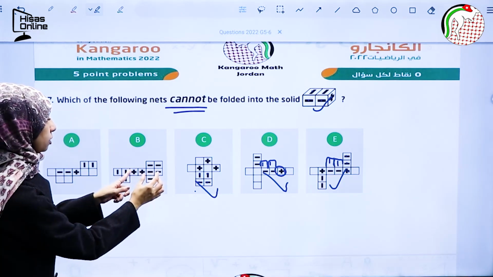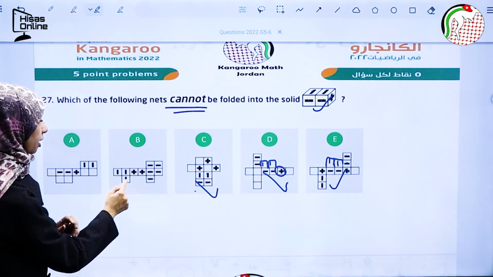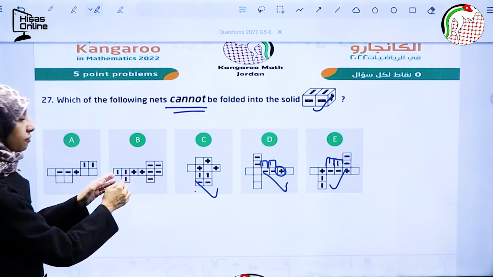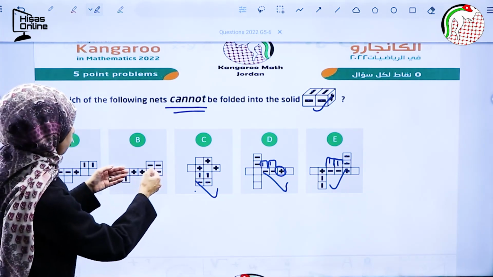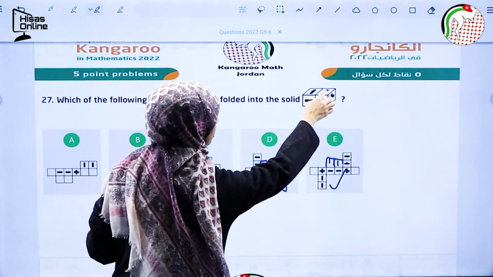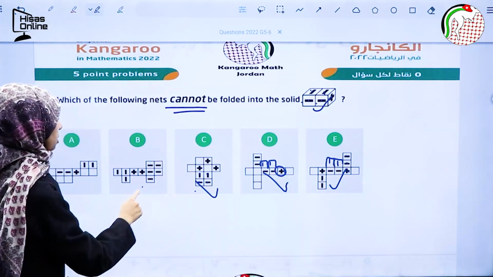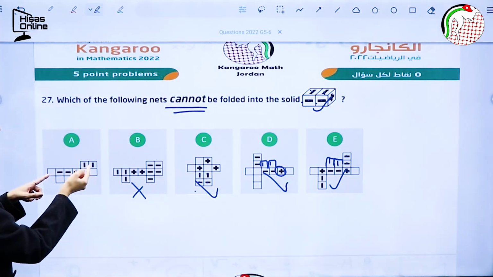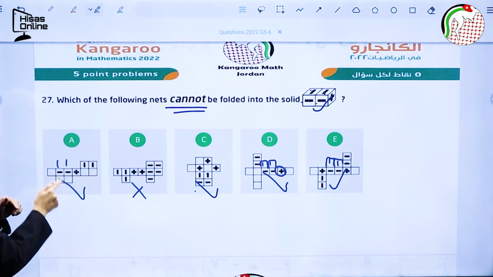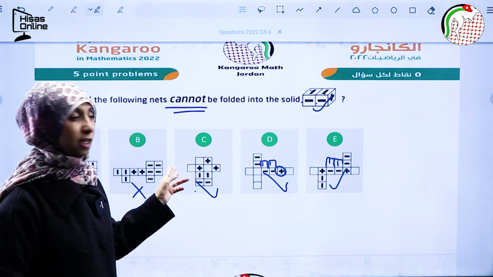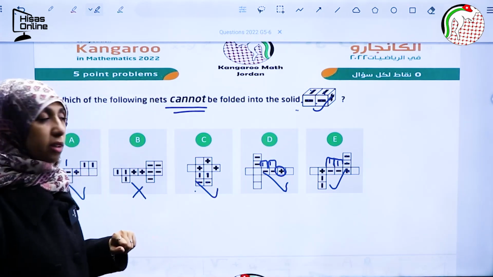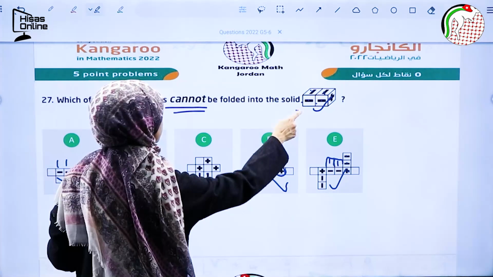when you try to fold this anyway, can you see there is a different direction for the negative sign or the minus sign? So if you try to fold it, you cannot find the same exact situation like here. So this is incorrect. Here is the same: when you fold it, those will be here, and this one will be on the side. So this one is right. B is the only net that cannot be folded to show the needed solid here.